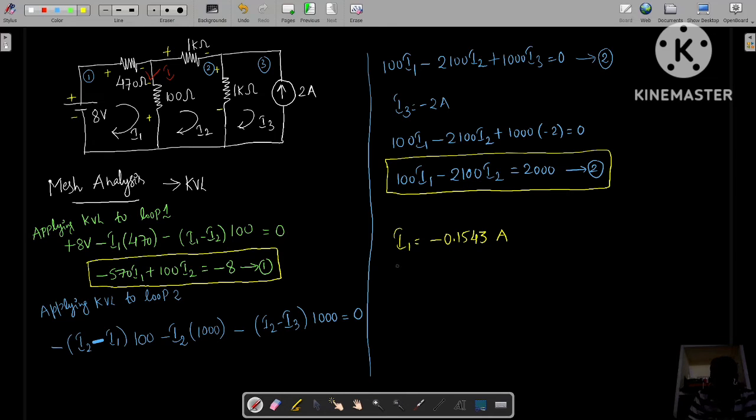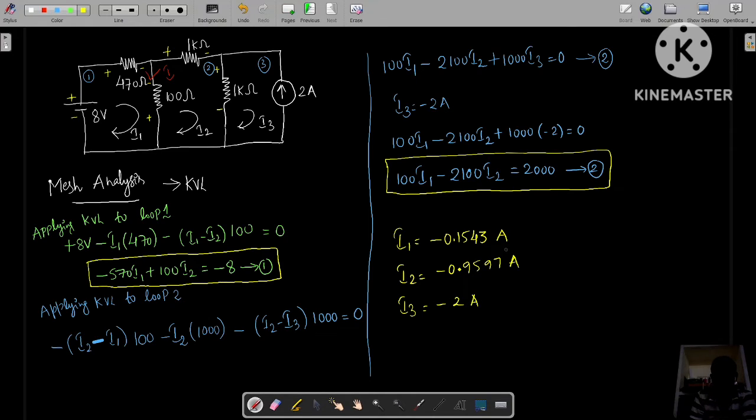Next, I2 is equal to, let me write I2 value, minus 0.9597 amperes. Okay, so these are the two currents, and we know already I3 from the question itself. We can find the I3 value as minus 2 amperes.